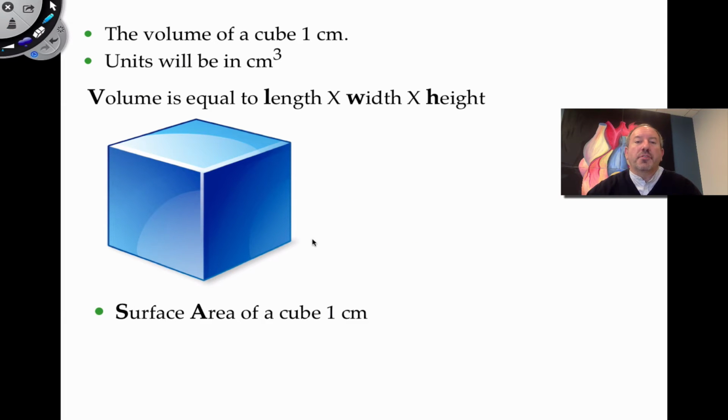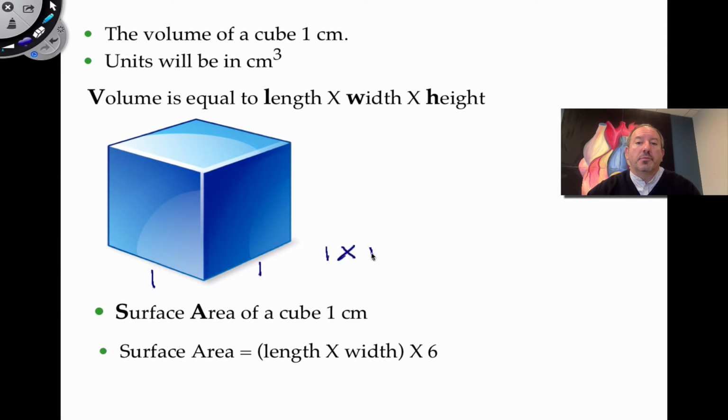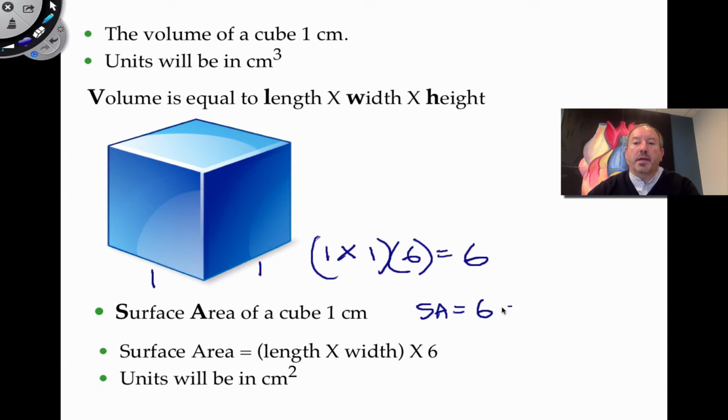Now the surface area of the cube, a cube again with 1 centimeter. The surface area formula is length times width. So that's going to be 1 over here times 1 over here. But there are 6 sides. If you recall earlier in the video, I demonstrated that. So 1 times 1 times 6 would be, of course, 6. And so the surface area would be 6, and the units would be in centimeters squared.